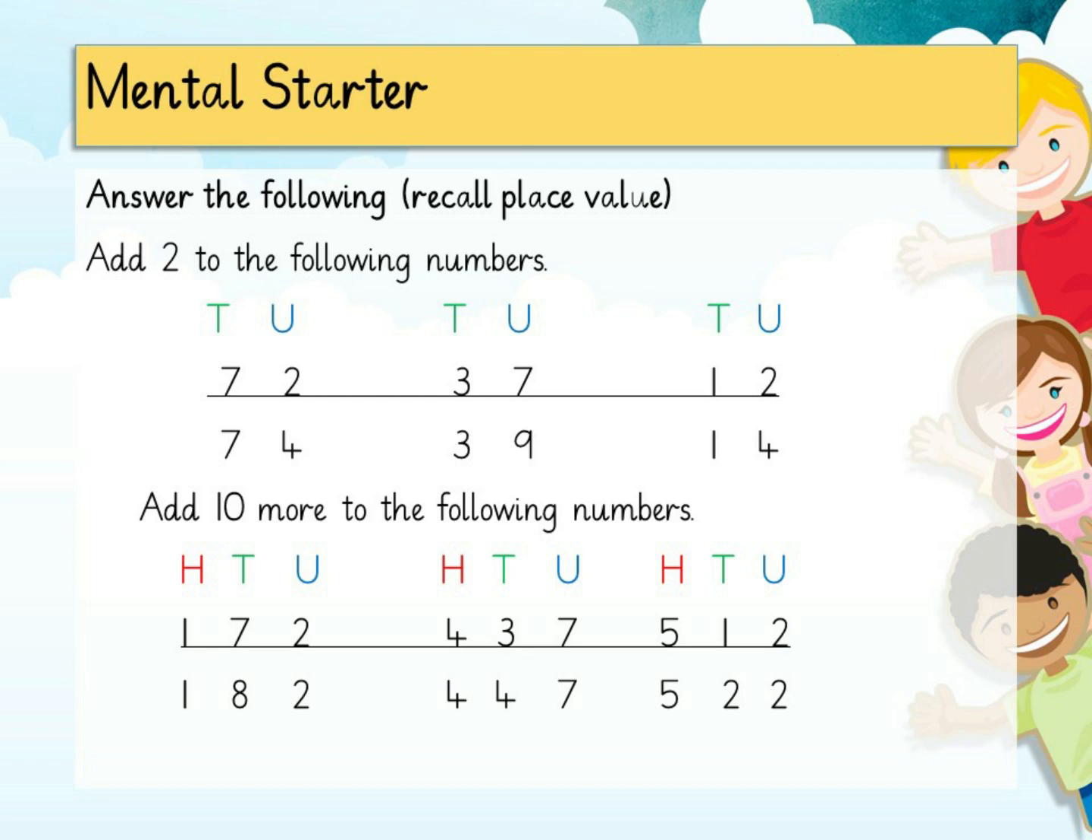Look at the next row of numbers. Add 10 more to the following numbers: 172, 437 and 512. Remember that whenever you are adding 10 to the given number, the place value will change at the tens place. You will add one more at the tens place. In this way 172 will become 182, 437 will become 447 and 512 will become 522. The value is being changed at the tens place.